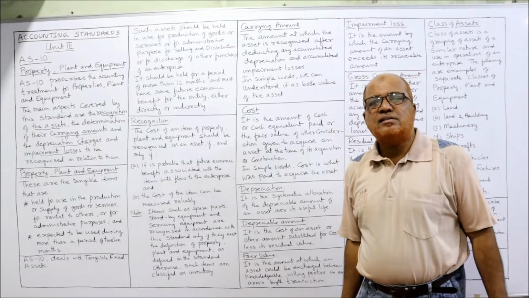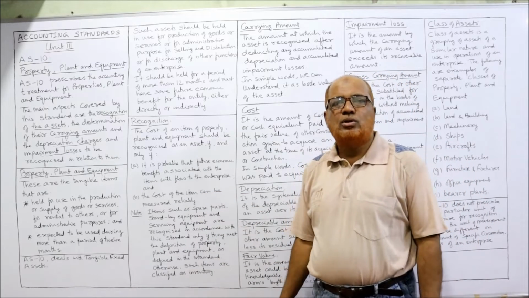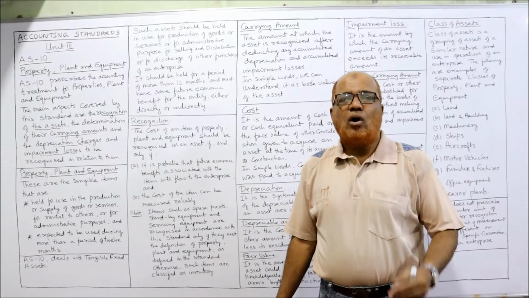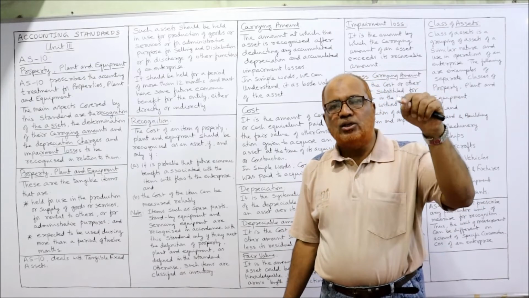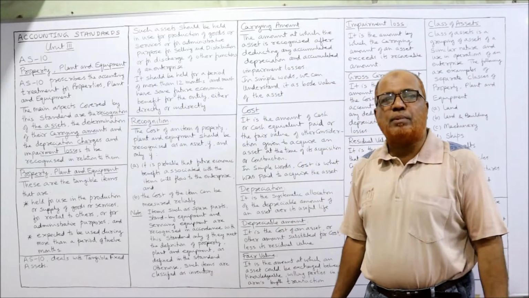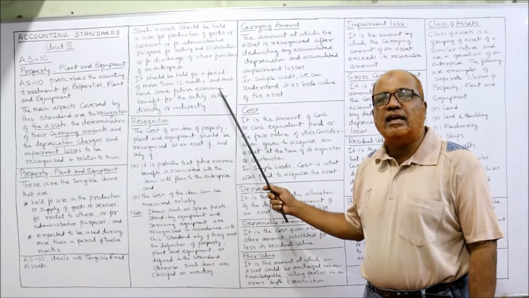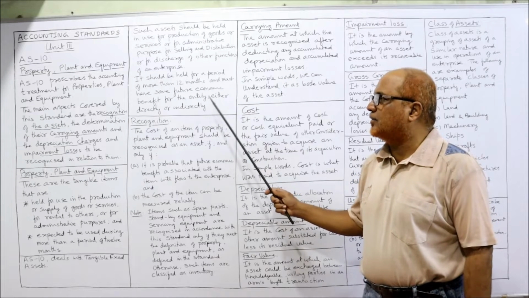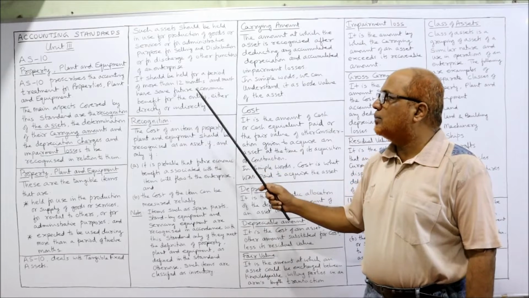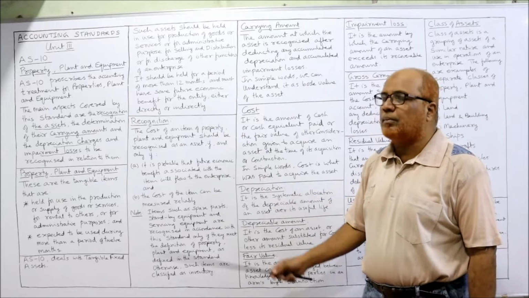So these tangible assets must be used in order to produce the goods or provide the service, or these are the tangible assets which are used for administrative purposes or selling and distribution purposes, or held for any other purpose in the enterprise. So it should be held for a period of more than 12 months and must have some future economic benefit.